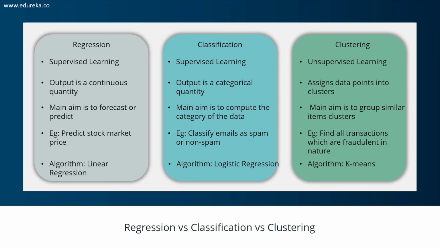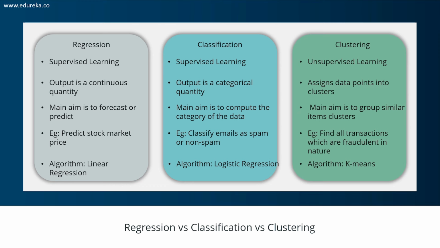Another type of problem is the classification problem. Here, the output is always a categorical value. Classifying emails into two classes, for example, classifying your email as spam and non-spam is a classification problem. Here again, you'll be using supervised learning classification algorithms such as support vector machines, naive Bayes, logistic regression, and so on.